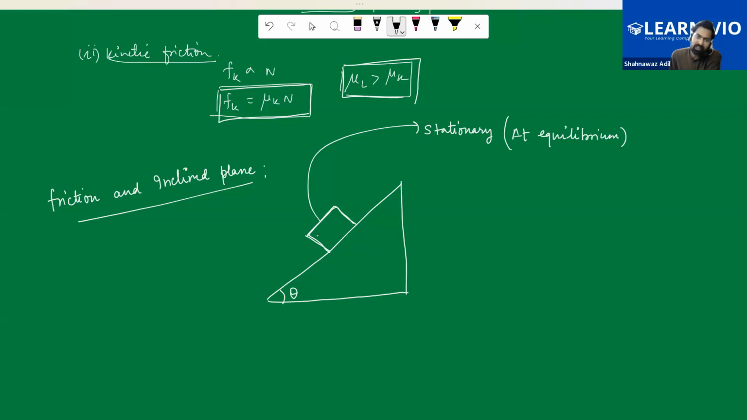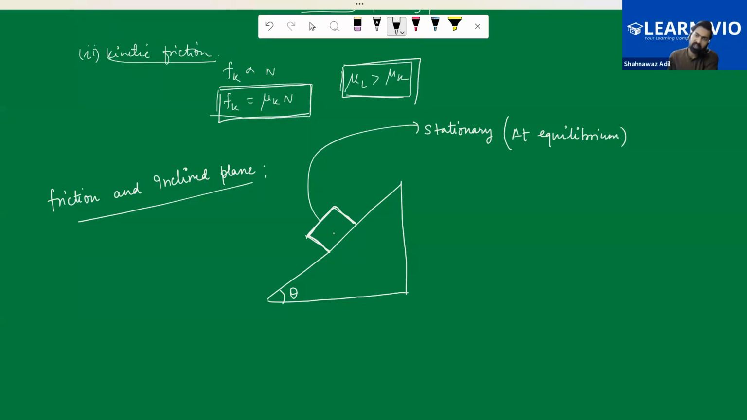So we know that this thing is stationary. So what friction would be acting on this thing? We have to write the free body diagram of this object. So firstly, we have to find out how many forces are acting on this thing. Can you tell me, Alia? How many forces are active?